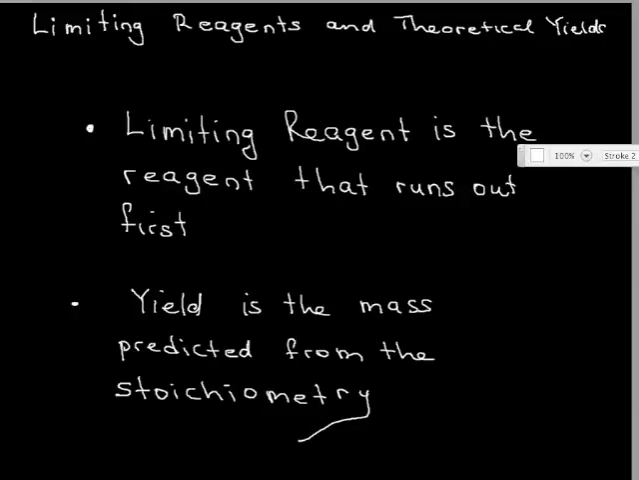Hi, welcome back. Moving on with stoichiometry, let's go ahead and find out what a limiting reagent is and what a yield is. Essentially, a limiting reagent is the reagent that will run out first, and a yield is the mass of the predicted value from the stoichiometry.